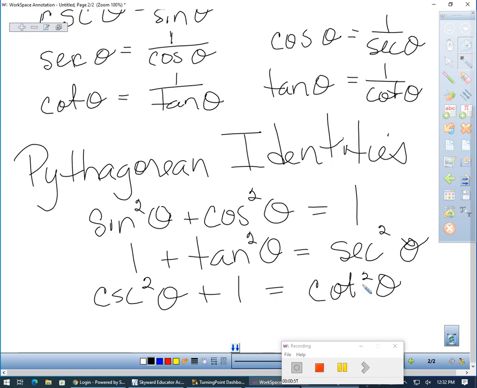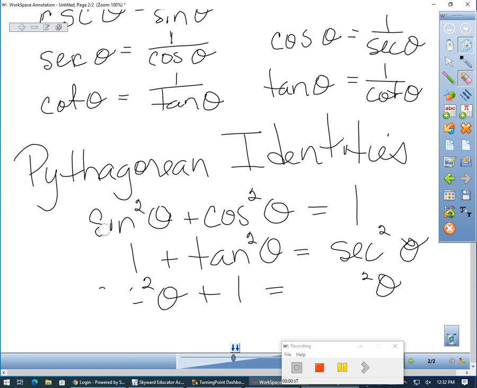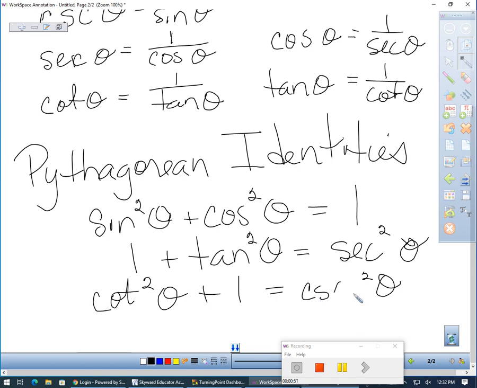Now, oh, I just wrote that one backward. I'm sorry, you guys, fix that. I just wrote that backward. I'm so sorry. This should be cosecant and cotangent right here. My bad. This is cotangent squared theta plus 1 equals cosecant squared theta. All right, so we have these three identities.